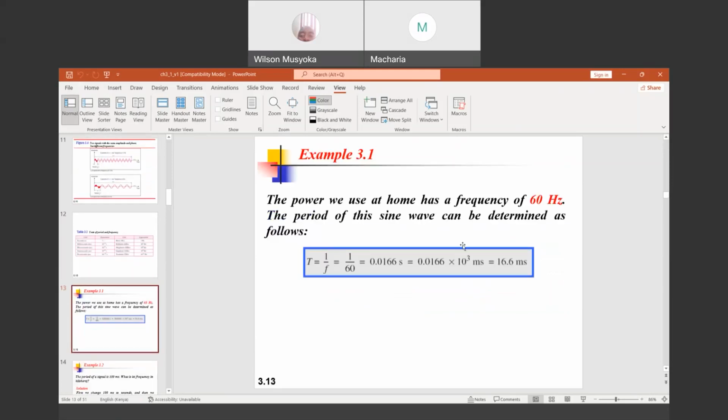An example has been given here, like the power we use at home has that frequency. The period of this sine wave can be determined as follows, and it has been shown in that example. So that is something you can look at. That was just a refresher showing how these sine waves are normally created.